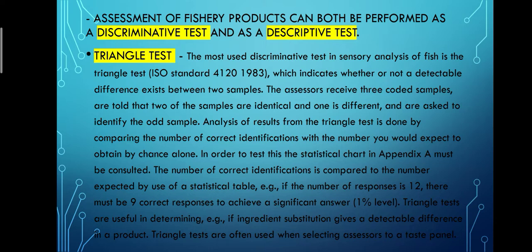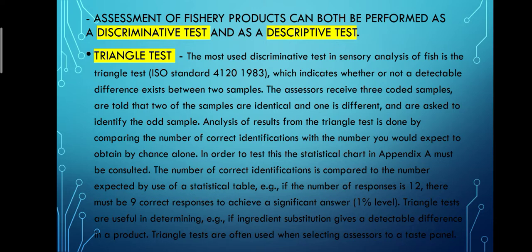First, we have the discriminative test. In discriminative tests, we have the triangle test. This is the most used discriminative test in sensory analysis of fish, which indicates whether or not a detectable difference exists between two samples. The assessors receive three coded samples, are told that two of the samples are identical and one is different, and are asked to identify the odd sample.